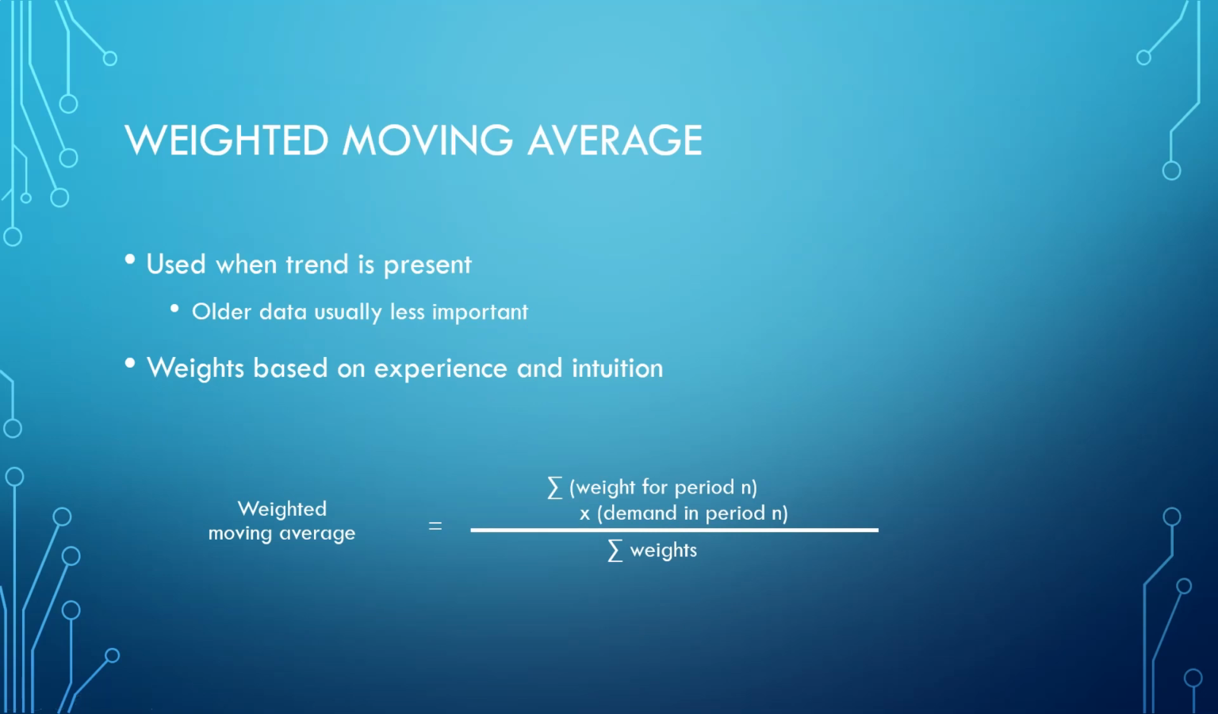Since there is a trend, to forecast as close as possible to the actual, we can use the weighted moving average approach, where older data are less important. The weights will be assigned to each period based on experience and intuition. The weighted moving average will equal the sum of weights for period n multiplied by demand in period n, divided by the sum of weights.